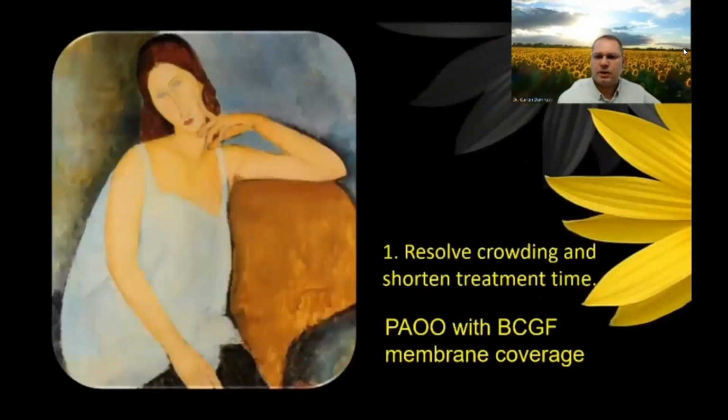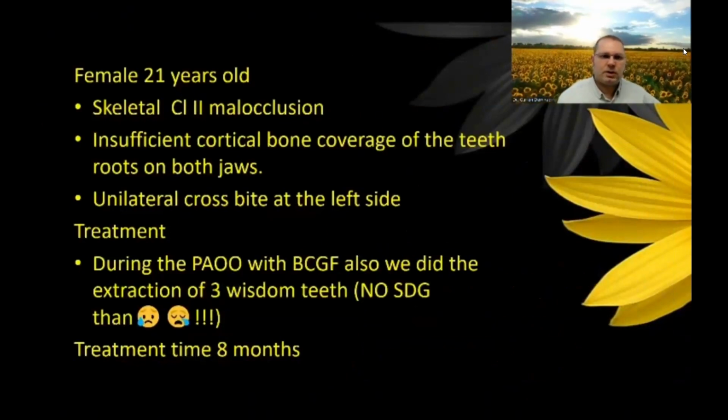Another case of crowding and shortening of treatment time. Female, 21 years old, skeletal class 2 malocclusion. As you see, most of the patients requiring orthodontic treatments are female, but also just keep in mind that it is said to be a very dramatic and very fearful treatment. But as you can see, most of the women in these situations undertook it without big problems.